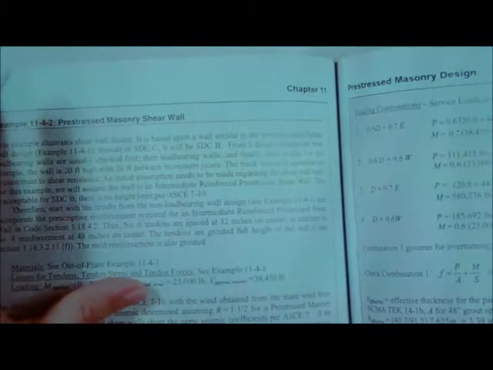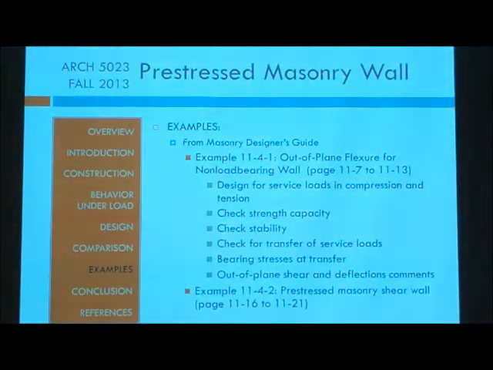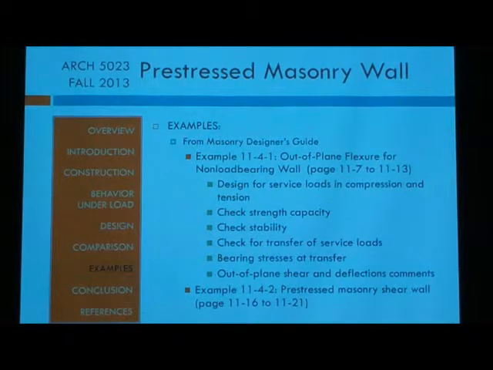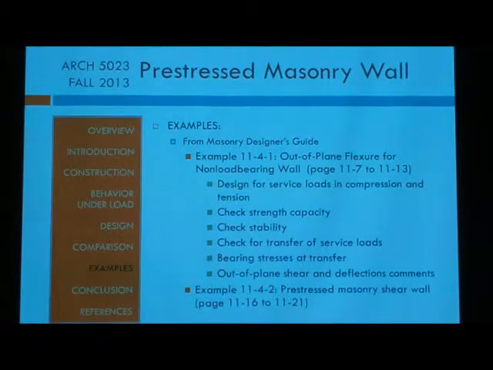In the same chapter, you can look at a pre-stress masonry wall studied as a shear wall. As well, they show you all the different steps that you need to do, and they are according to the new code, so all the equations are right. If you go back to this presentation later, you can always refer to where the examples are, but there are only two examples in the manual, so they're easy to find.